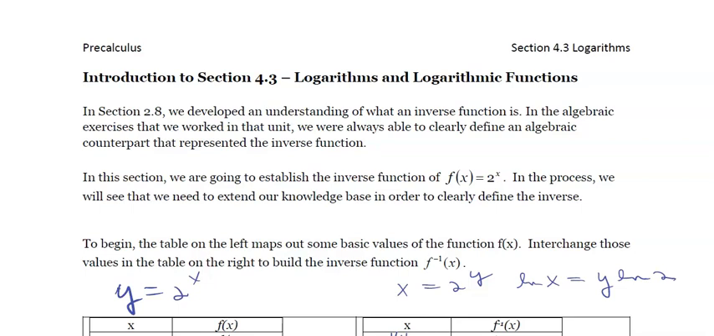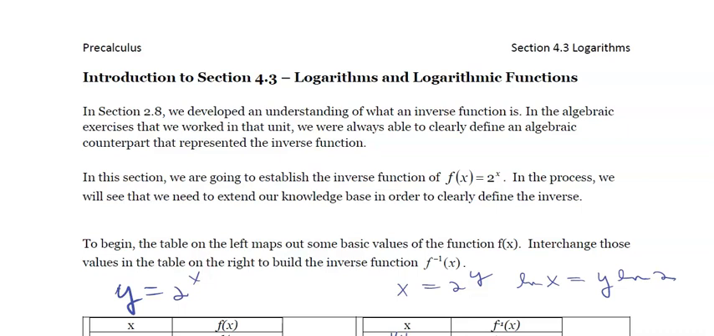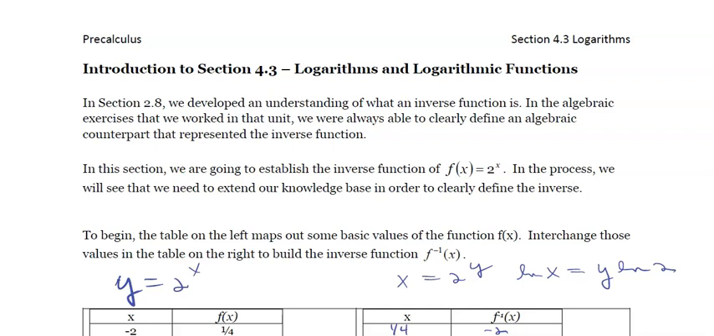Okay, in this video, I'm going to go through the notes for section 4.1. So we talked about inverses in 2.8. We talked about exponential functions in 4.1 and 4.2. And now we're going to go into section 4.3, which is logs. The way that logs are related to exponential functions is that they are inverses of each other. And that's why we started out with section 2.8, because that introduced the concept of inverses.